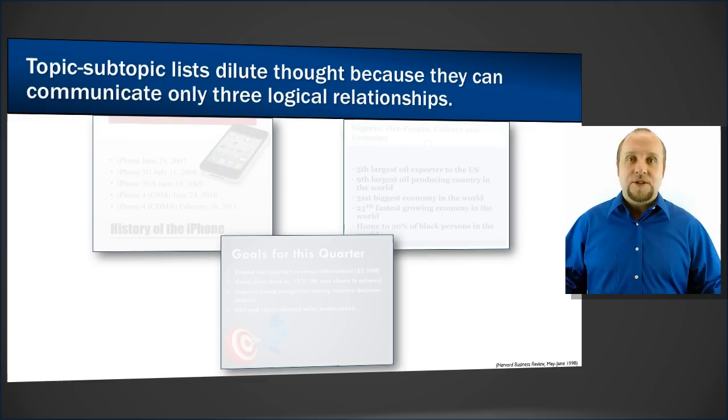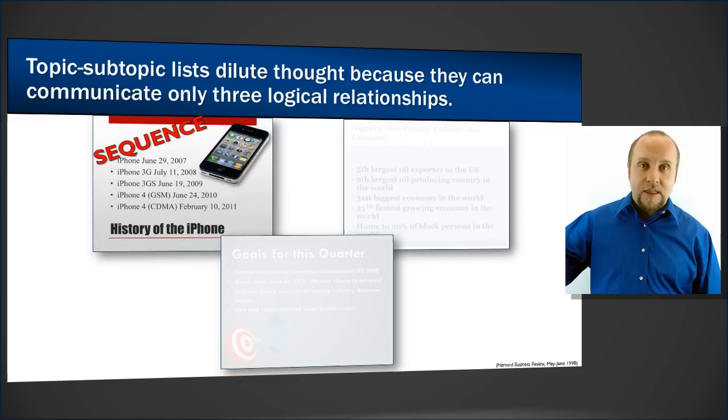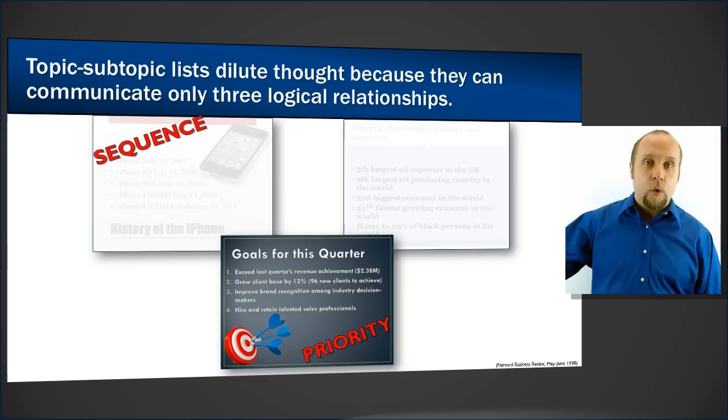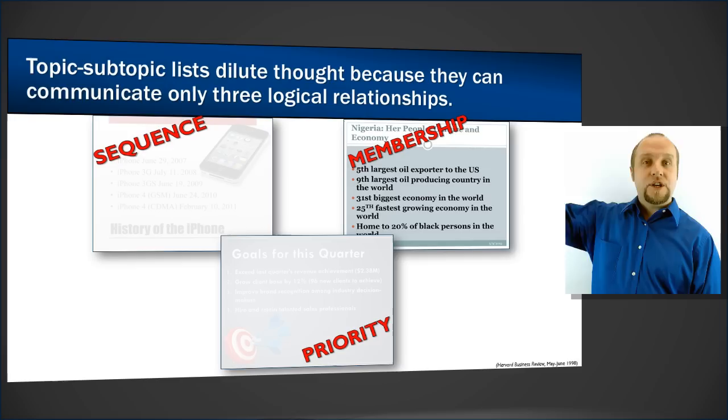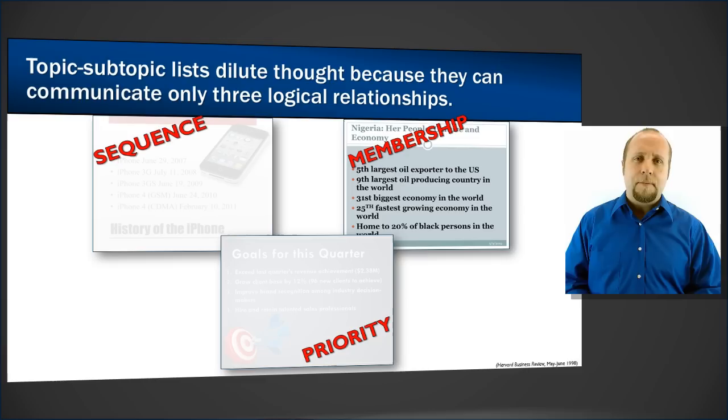Essentially, they make us stupider and they make our presentation stupider because topics and bullet points can only communicate three logical relationships. We can talk about sequence. First this happened, then this happened, then this other thing happened. Or we can talk about priority. These are our most important goals for the quarter. Or we can talk about membership. Here is a general topic, and here are a bunch of facts that are sort of related to this general topic. But the truth is, in our presentations, often we're talking about information that has relationships that are far more complex than simply sequence, priority, or membership.